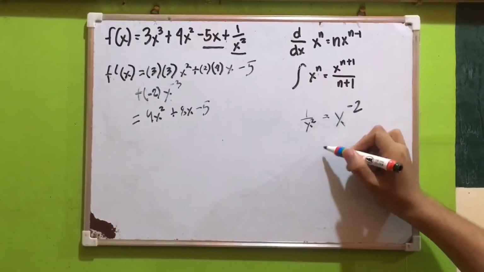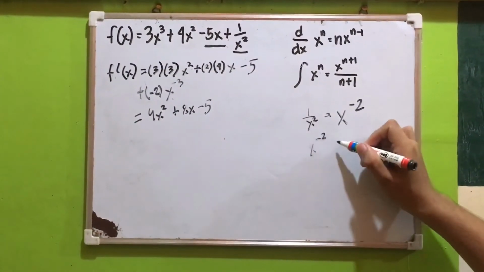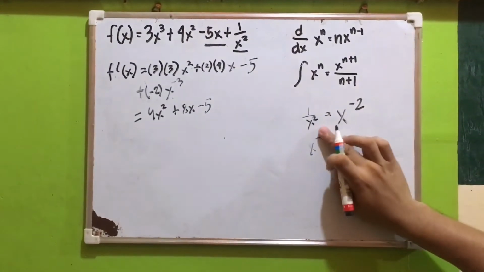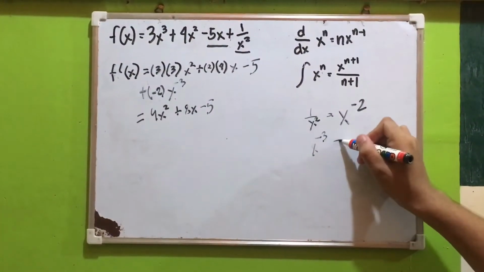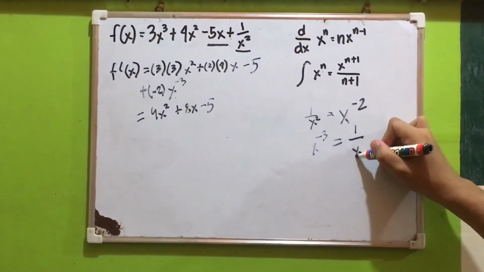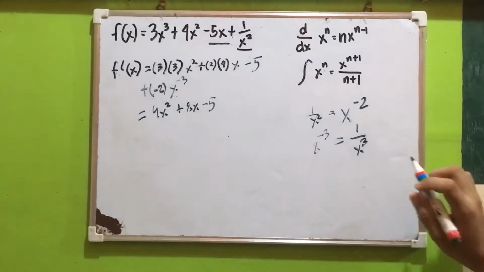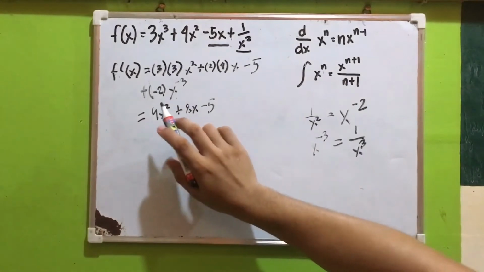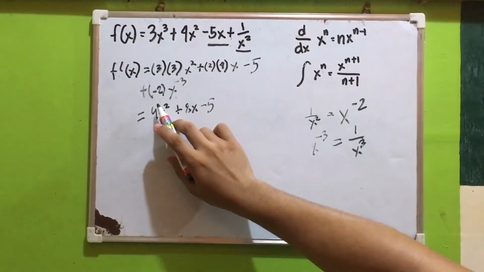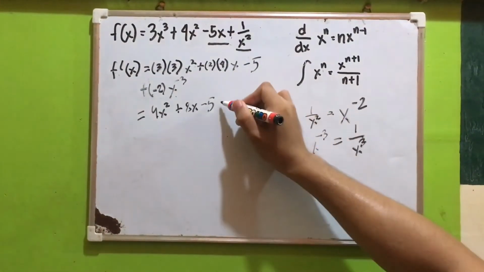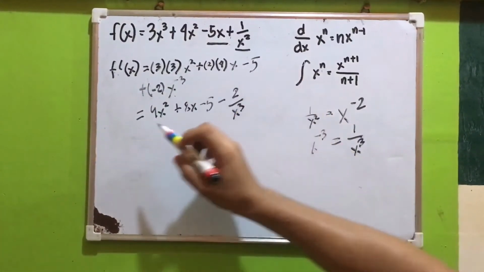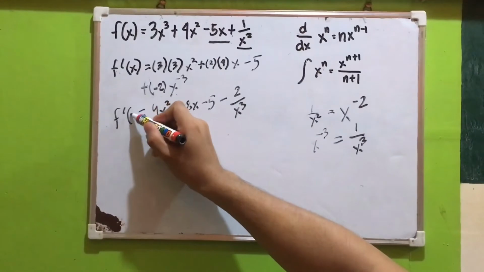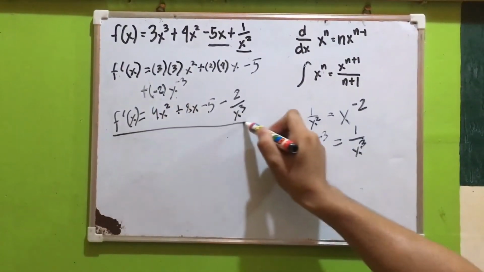We can see that x to the power of negative 2 is equal to 1 over x squared. So we can also state that x raised to the power of negative 3 is equal to 1 over x cubed. Negative 2 multiplied by 1 over x cubed is negative 2 over x cubed. And that is the derivative of the equation.